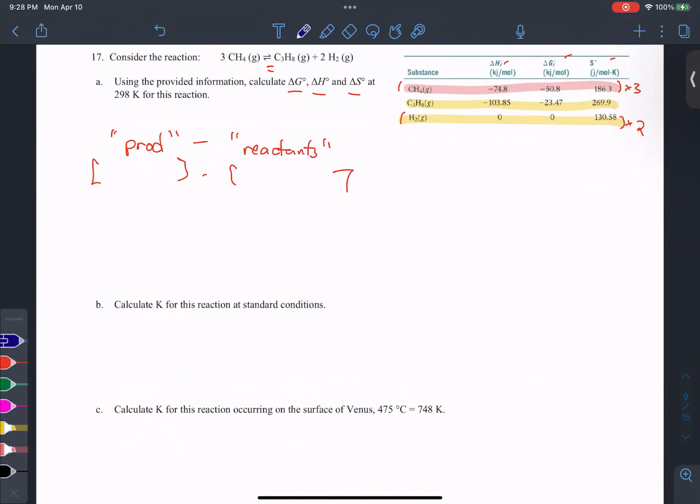K comes up in a lot of places, but not a lot of them are related to thermodynamic pieces of information, and in this case it is delta G. So delta G equals negative RT ln K. So we already calculated delta G. I'm just going to tell you what it is.